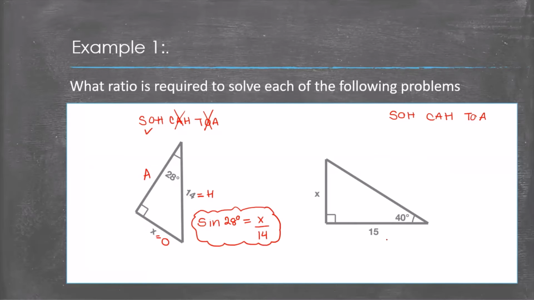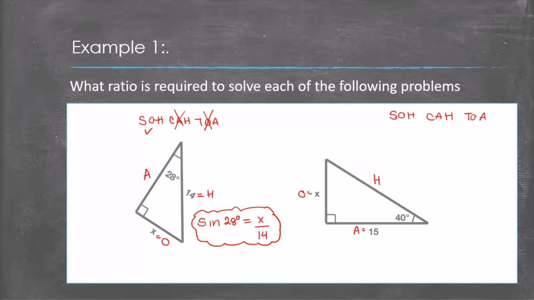The next question, what ratio should we use? So again, start out by labeling the triangle. First of all, we can see here that the hypotenuse is easy to label and we don't know anything about it. That should give us a good clue. 40 is next to 15, so this is my adjacent, and x is equal to our opposite.